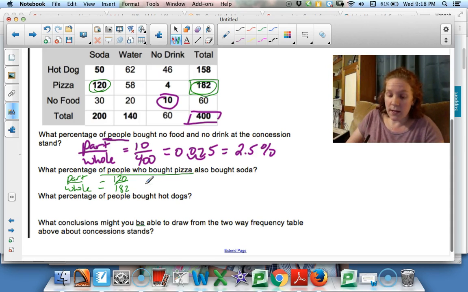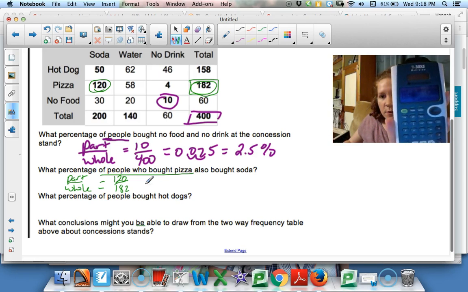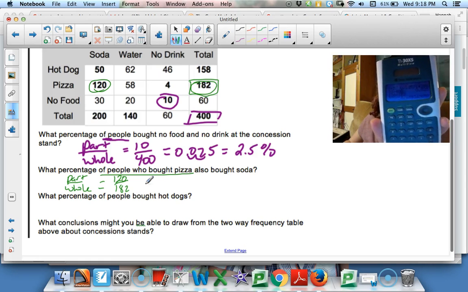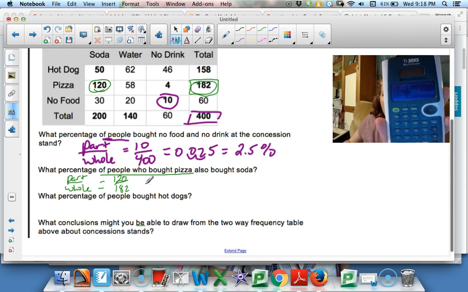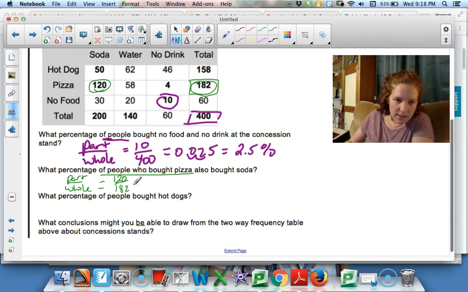So I definitely can't do that division in my head. 120 divided by 182, and I get a crazy decimal. Hopefully you can see that. I'm going to round that to 0.66. Yep, 0.66. Which as a percentage, I move my decimal, and I get approximately 66%. Right? Let's do another one.